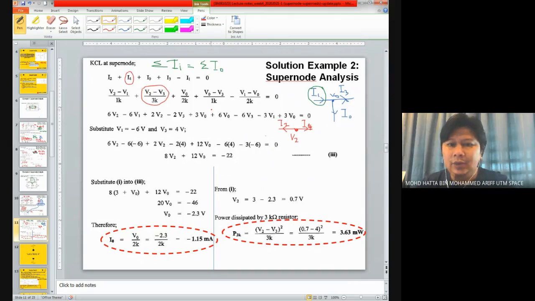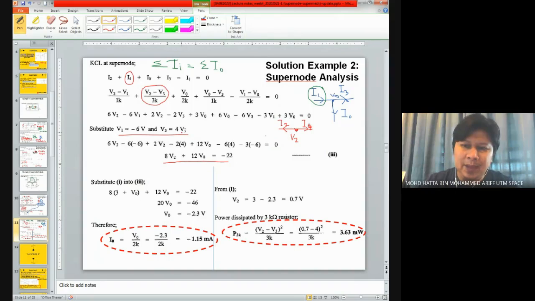Okay, after you're done with expressing the current in terms of voltages, what you need to do is simplify it. After you simplify it, at the end, by substituting the definition that we found earlier, you will have an equation. In this case, we have an equation with two unknown variables, which are V2 and V0. This is after we substitute the V1 and V3 that we defined earlier.